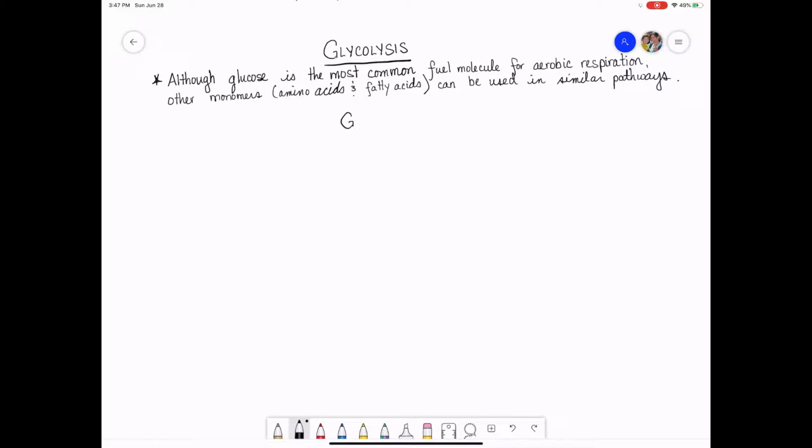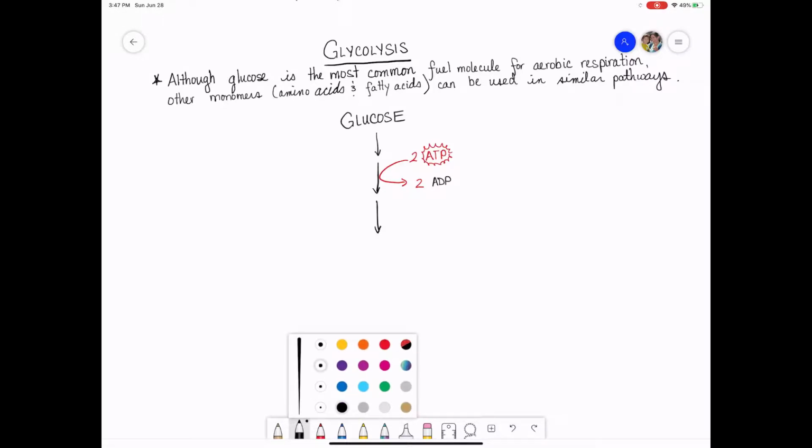We are going to start with glucose. And interestingly enough, glucose is actually pretty stable. So before we do anything to it, we actually have to invest 2 ATP to make it less stable so that it's easier to break apart. So the very first part of glycolysis actually involves spending 2 ATP. So if you want to think about this like an economy, then we would be 2 ATP in the hole. In other words, we've invested 2 ATP before getting anything back. This is what is known as the ATP investment phase.